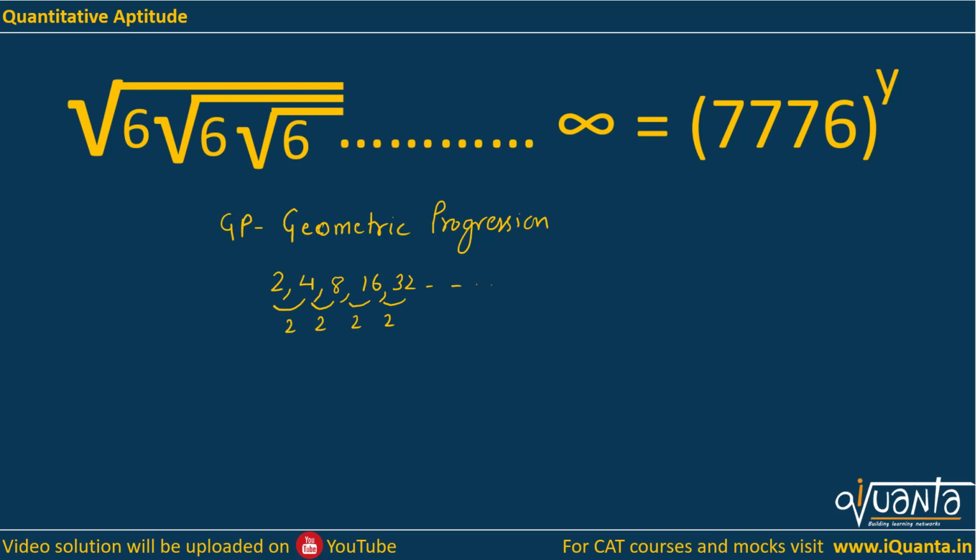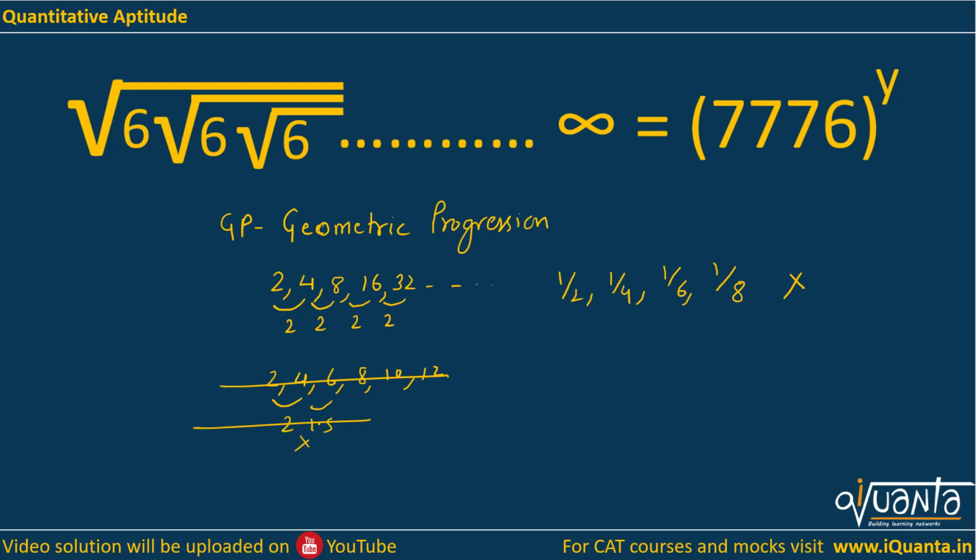If I talk about 2, 4, 6, 8, 10, 12, is this a GP? No, because if you divide 4 by 2, we get 2. If you divide 6 by 4, we get 1.5. So the ratio is not same. So this is not a GP. If I talk about 1 by 2, 1 by 4, 1 by 6, 1 by 8, is this a GP? No, this is not a GP because the ratio is not common between two consecutive terms.